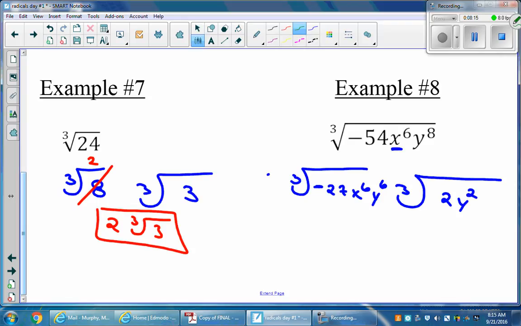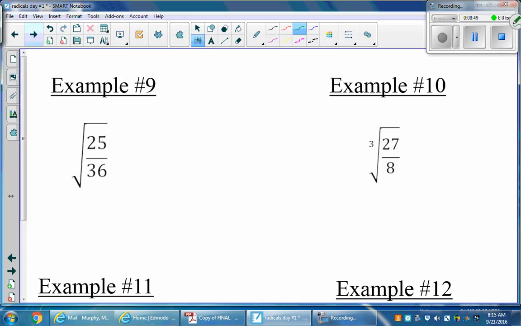At this point, I'm going to go ahead and simplify. I'm going to simplify the cube root of negative 27, which is going to be negative 3. The cube root of x to the 6th, divide the exponent by 3, that becomes x squared. Take y to the 6th, take its cube root, again, divide that exponent by 3, that's going to be y squared. And then I'm going to go ahead and multiply it by a coefficient if I have one, but in this case I don't. So my answer is going to be negative 3, x to the 2nd, y squared, multiplied by the cube root of 2y to the 2nd. Again, perfect cubes are similar to perfect squares, but not exactly the same thing, so we have to be really careful.